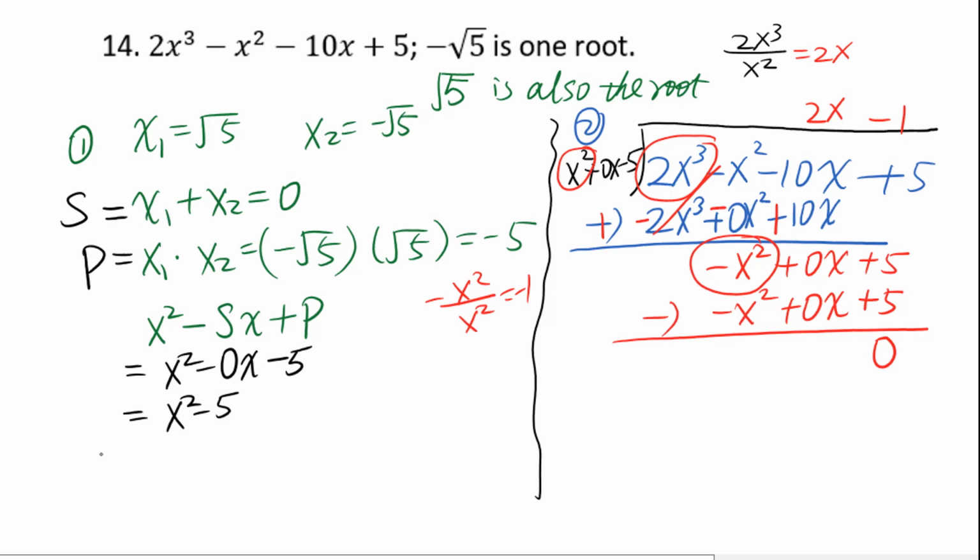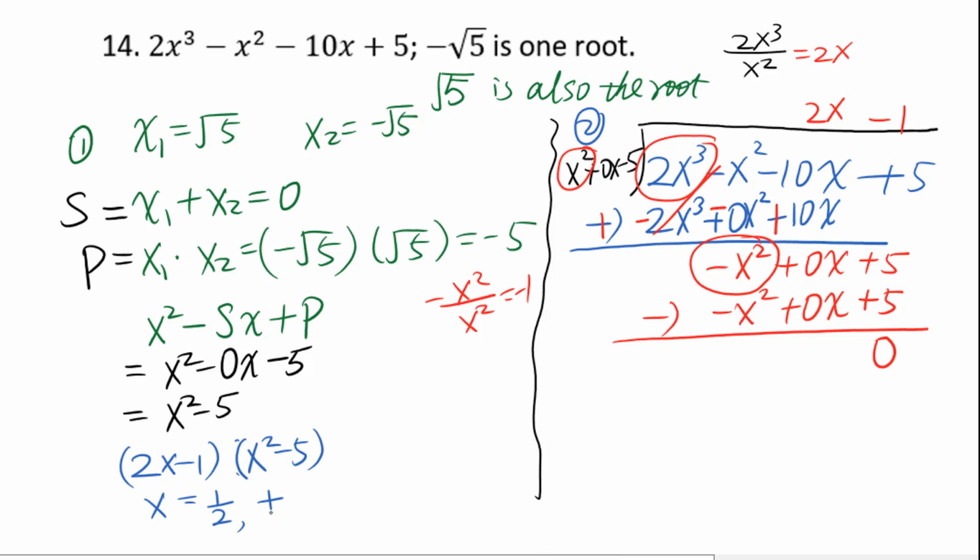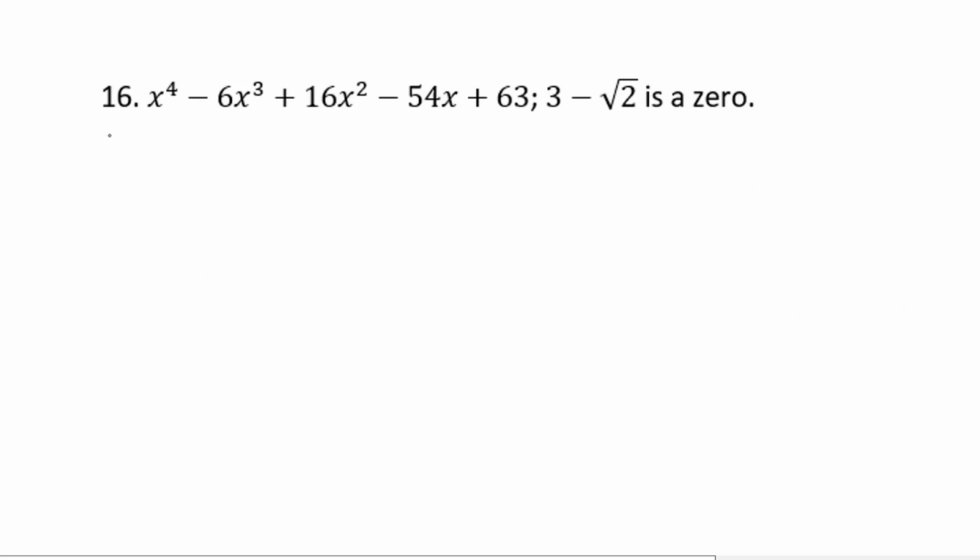So we can write down the factors for this polynomial function. That is 2x minus 1 times x squared minus 5. The roots will be 1 over 2 and plus and minus square root of 5. Let's go to number 16.